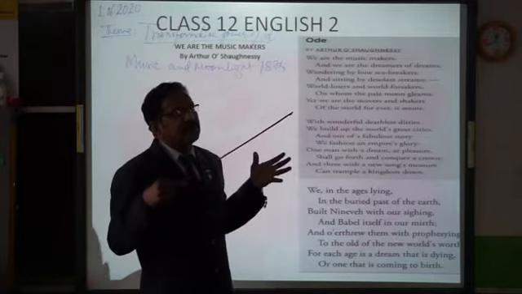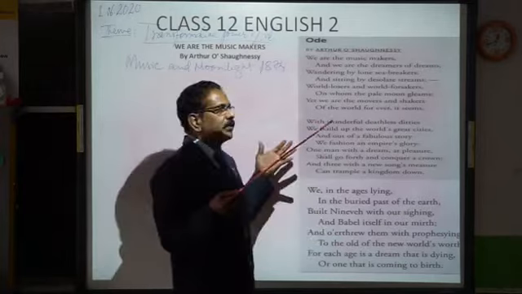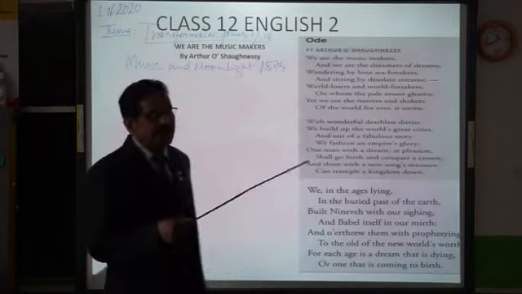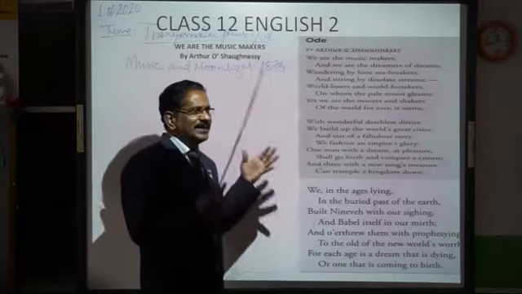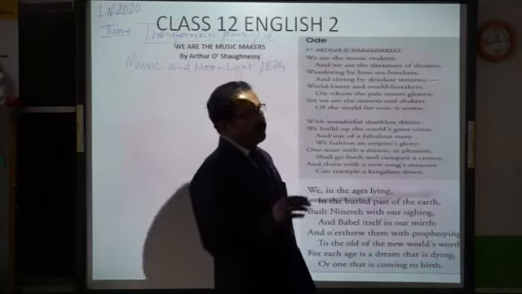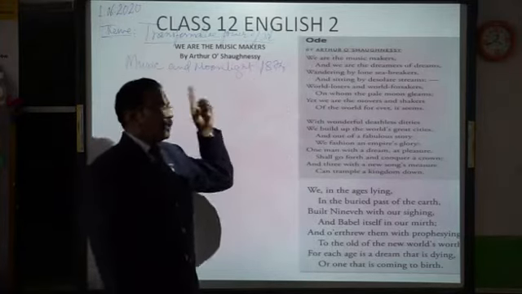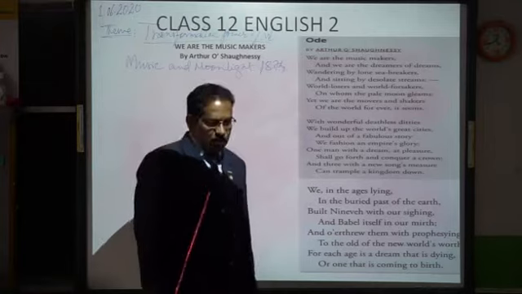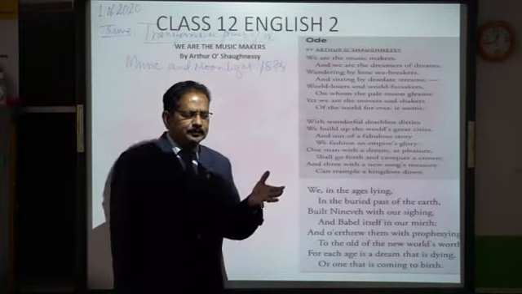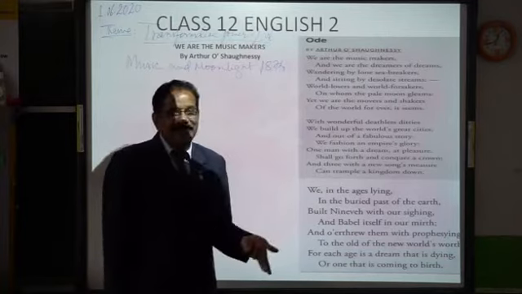it's basically addressing a person or a subject or a thing or an idea. A poem that is a direct address to a living or non-living thing or an idea is known as an ode. Alright? And this is a type of poem that was popularized especially by the romantic poets, for instance Shelley and Keats.